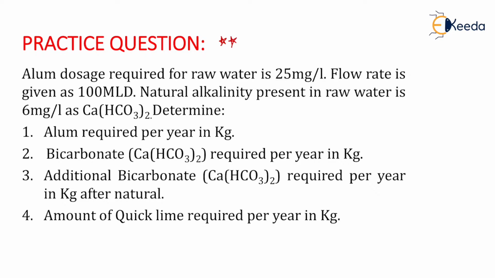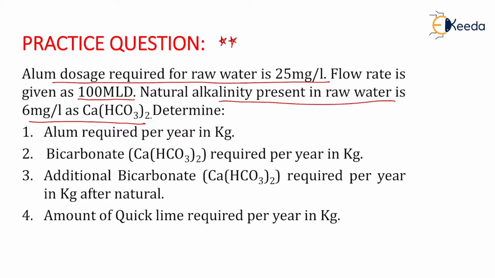Okay. Now the question is given as: LM dosage required for raw water is 25 milligram per liter. It means that LM dose is given as 25 milligram per liter. Flow rate, that is discharge, is given as 100 MLD. Natural alkalinity present in raw water is given as 6 milligram per liter as calcium bicarbonate. It means that already calcium bicarbonate is present as 6 milligram per liter.